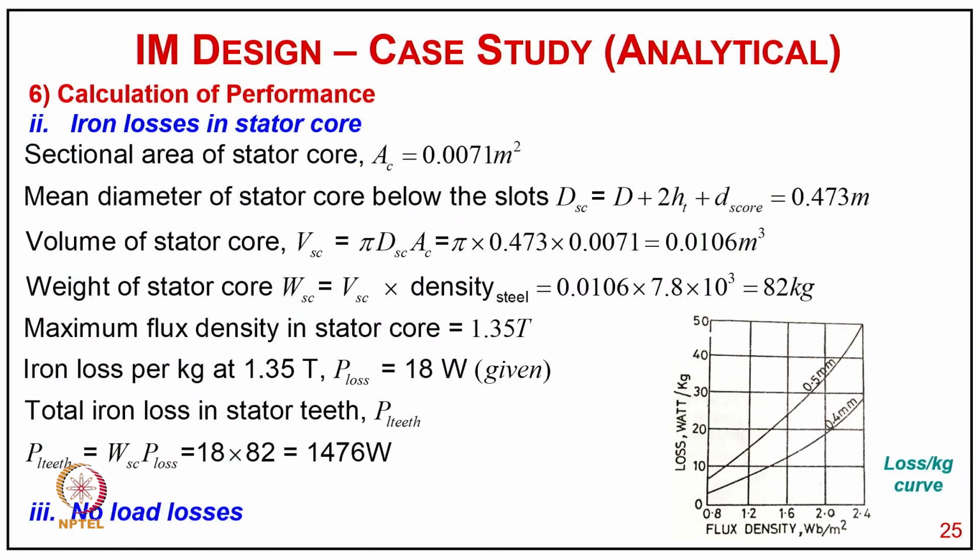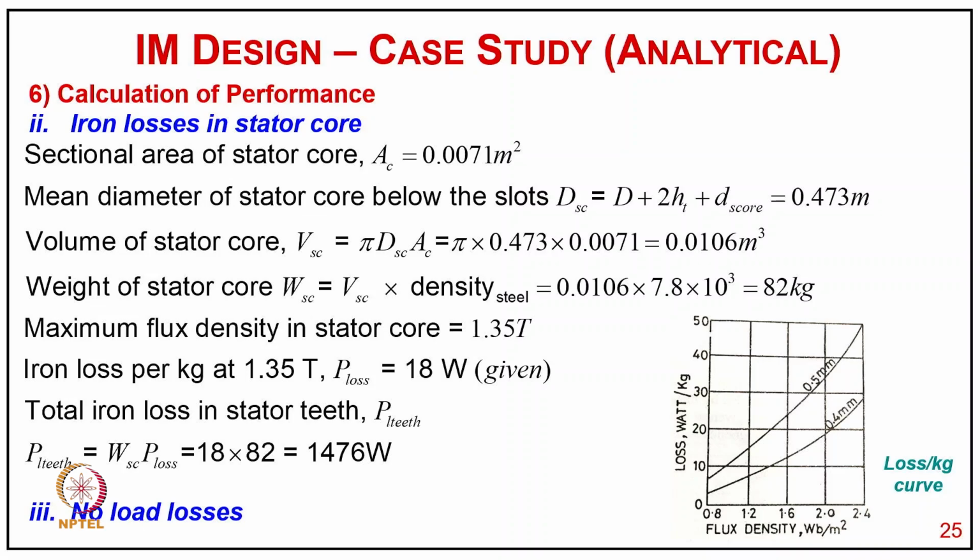Now coming to the iron loss in the stator core, the sectional area of the stator core we already got, AC equal to 0.0071 meter square, and the mean diameter of the stator core below the stator slot is DS equal to D plus 2ST plus T core, equal to 0.473 meter. The volume of the stator core will be Vs equal to pi DS into AC. Putting the values it comes to 0.0106 meter cube. And the weight of the stator core Ws equal to Vs into density, that comes around 82 kg. And the maximum flux density in the stator core we consider is typically 1.35 Tesla.